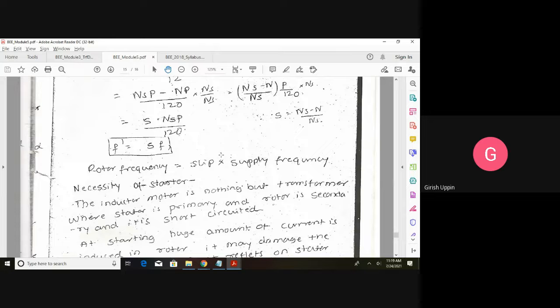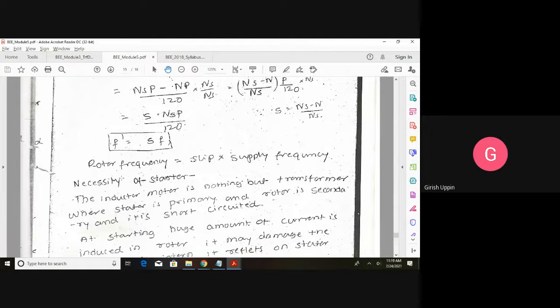So it is a very small fraction. Let us say it comes as 0.1. So 0.1 into 50 is how much? 5 hertz. So as the motor picks up to the maximum speed, the rotor frequency will reduce. Initially it will be the same as the supply frequency. As the motor starts picking up speed, slowly its frequency will come down to a very small value.